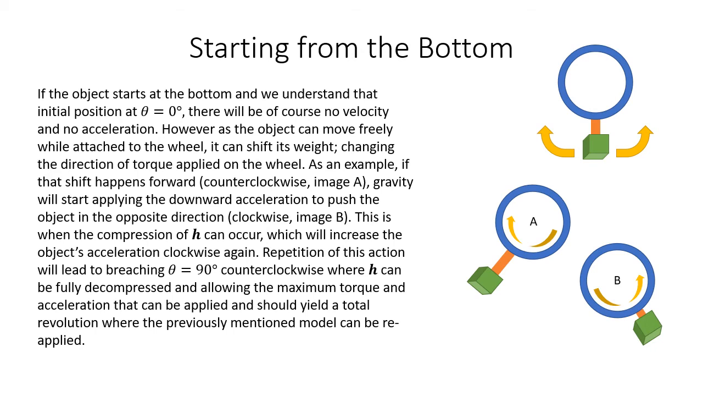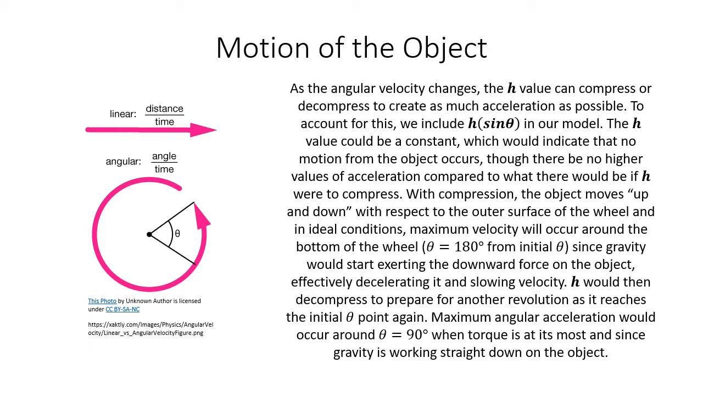As the angular velocity changes, the h value can compress or decompress to create as much acceleration as possible. To account for this, we include h of sine of theta in our model. The h value could be constant, which would indicate no motion from the object occurs, though there would be no higher values of acceleration compared to what there would be if h were to compress.